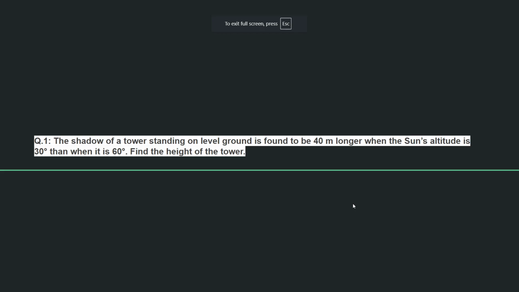First, the shadow of a tower standing on a level ground is found to be 40 meters longer when the sun's altitude is 30 degrees than when it is 60 degrees. Find the height of the tower.